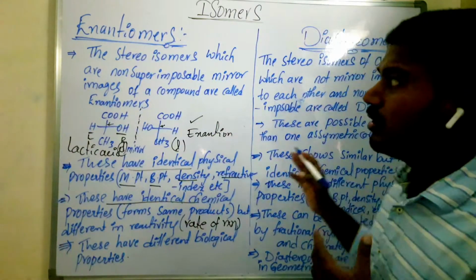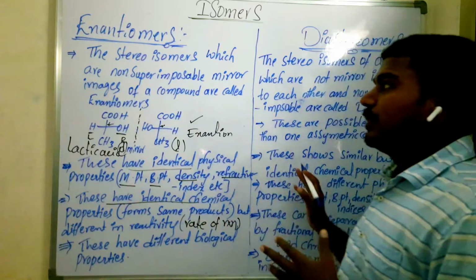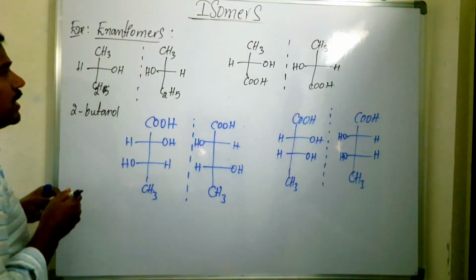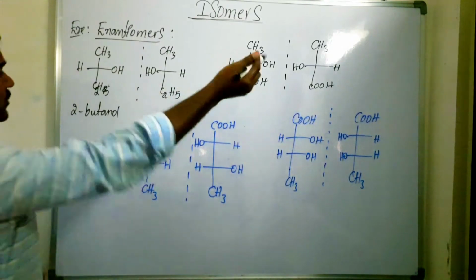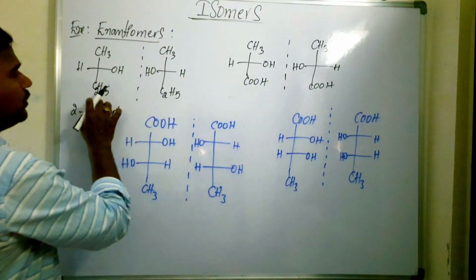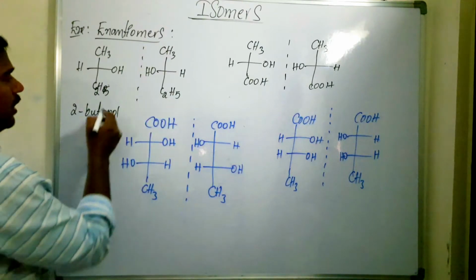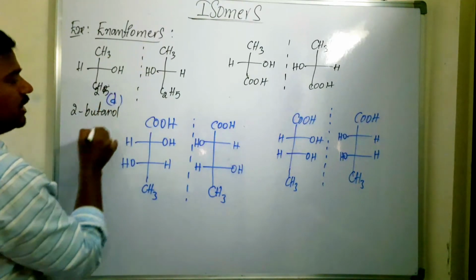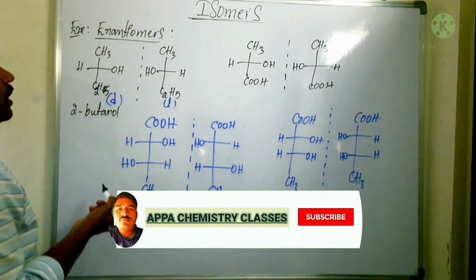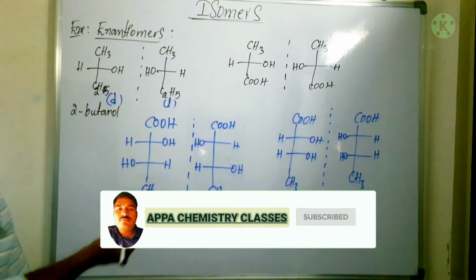So this is about the definition and properties of enantiomers and diastereomers. Now we will see the examples for these enantiomers and diastereomers. Now you take this 2-butanol and this 2-butanol, and it is also 2-butanol. Say for example, if it has the dextrorotatory, it will have the levorotatory. Dextro and levorotatory will come under enantiomers.